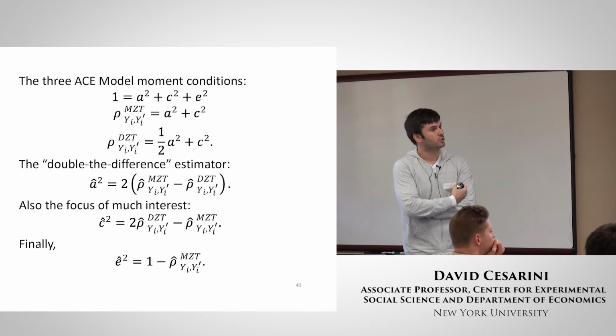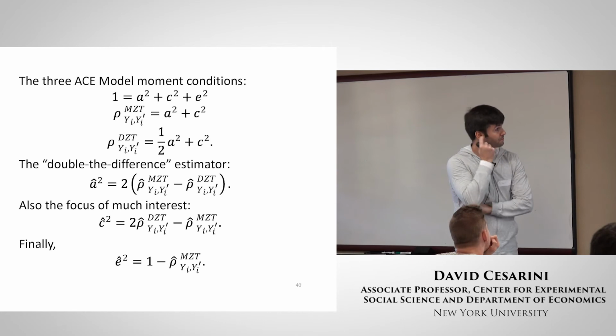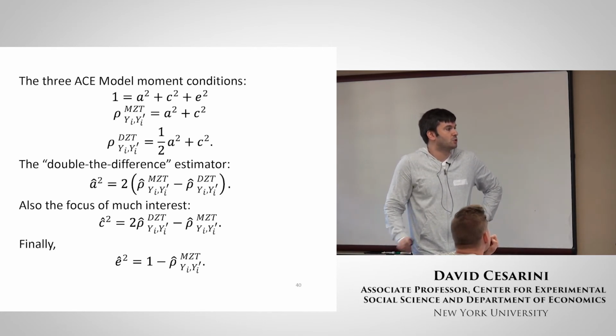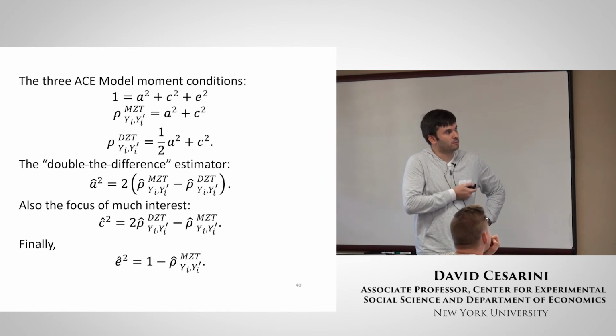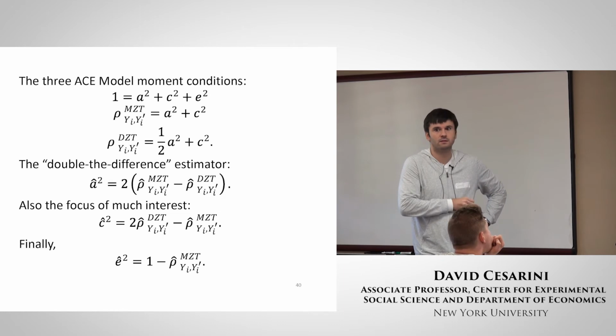Okay, let me just say a few things about things that can go wrong here. First, and maybe I think this might be on the problem set as well, you could end up with a negative estimate of c squared. Does that make sense?